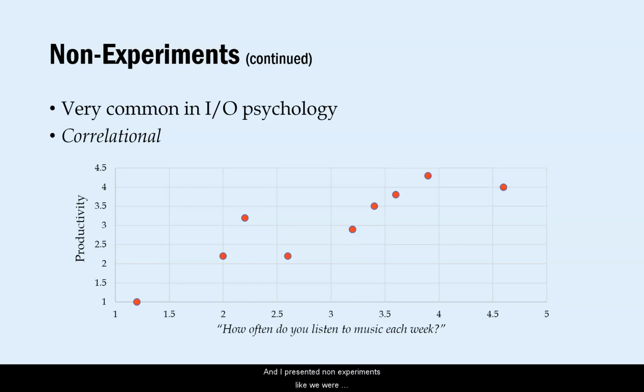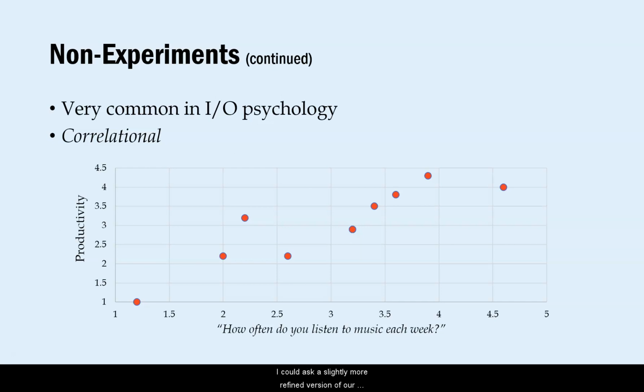And I presented non-experiments like we were comparing two groups to one another, and you definitely can do that with these kinds of studies. But you're probably more familiar with the term correlational studies, which means that I'm observing two variables. I'm just measuring two variables as they naturally exist, and I'm looking at whether those variables are correlated. So this is why we can't make causal conclusions from these non-experiments, because as you've heard, I'm sure before, correlation does not necessarily imply causation.